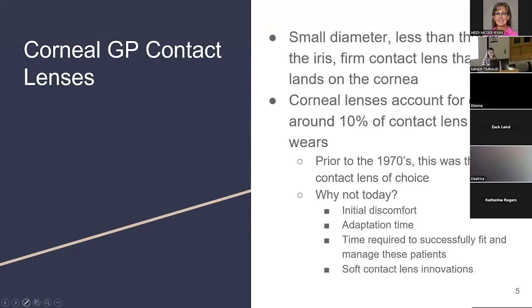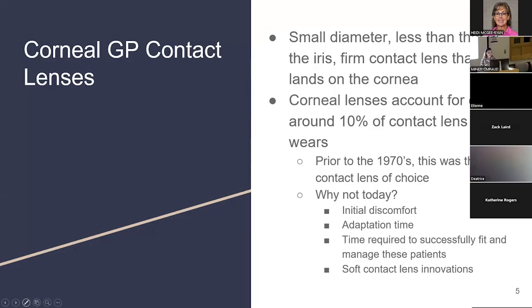And it takes some time to get used to these lenses. Oftentimes patients don't want to be uncomfortable for that long a period of time as it's going to take for them to get used to this lens. If you notice, or if you've ever been in a fitting with me, I will always numb the patient before I put in a corneal gas permeable lens to make the process initially a little more comfortable for them, but they can't take those numbing drops home with them.